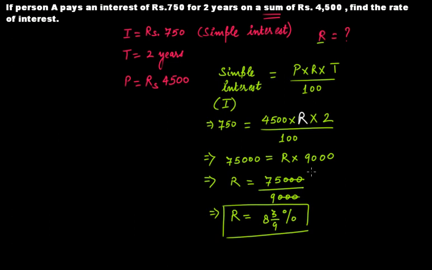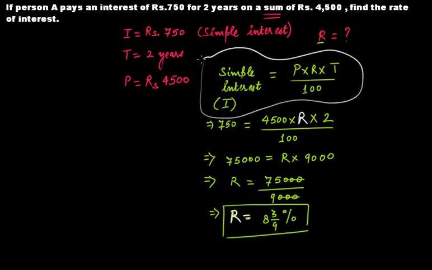Okay. Now this is the way to calculate any missing simple interest term that is being asked for. In this case, R was missing, so we have calculated R in this way. You have to remember this formula. Okay, let's move to another problem.